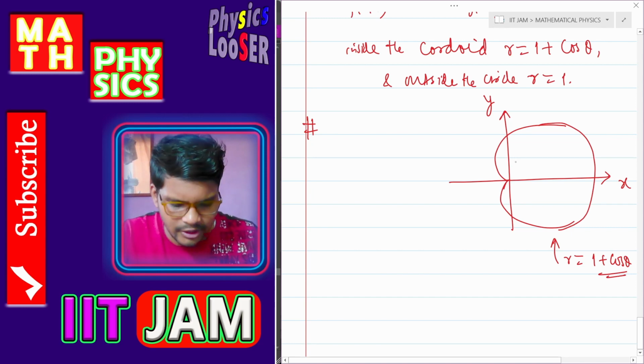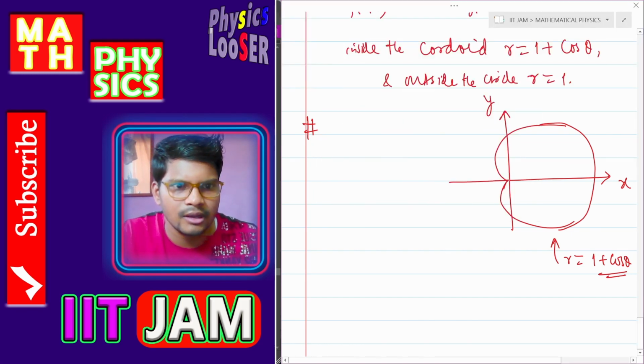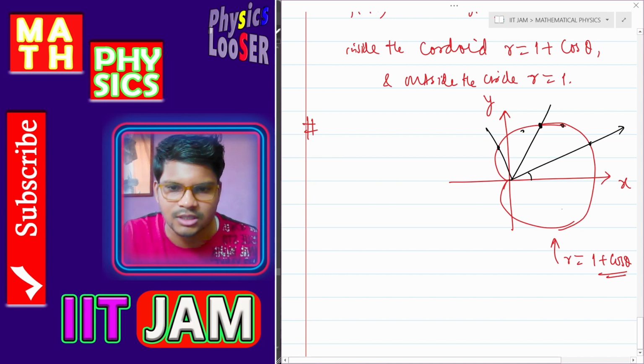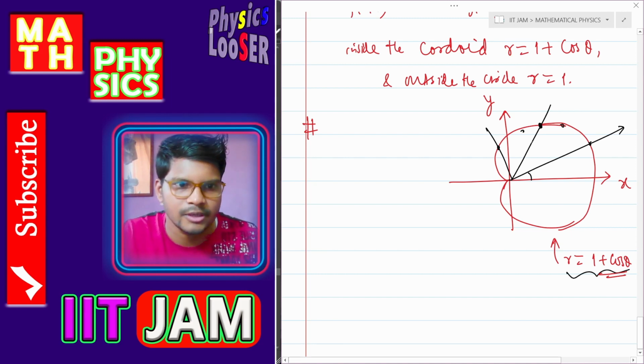So here, if you take a line from here to here, you can see that by varying this angle, you can go from here to here to here, and if you go this side, your r is changing and your r is not constant. Just like in the circle, r is constant, but here r is not constant, so r is varying with cos theta.